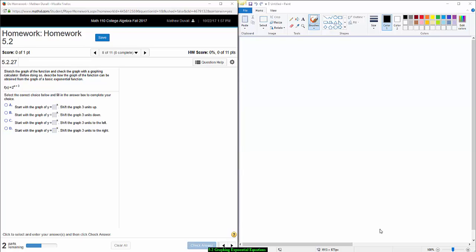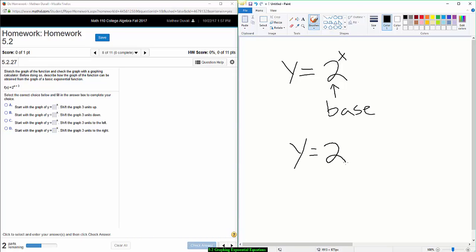Hi class, so there were some questions about how to graph an exponential equation in this format. Now in the lesson I talked about if I have an equation, let's say y equals 2 to the x, this was the base of my equation. Now the standard form for an exponential equation I said was y equals 2 to the x minus h and then plus k. And so your horizontal movement, and then you have here, that's your vertical movement.